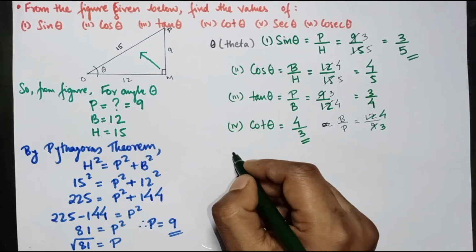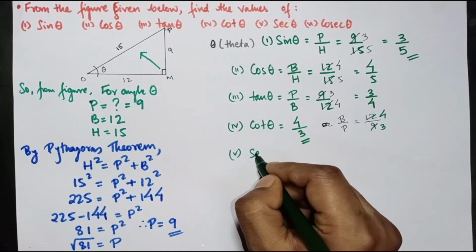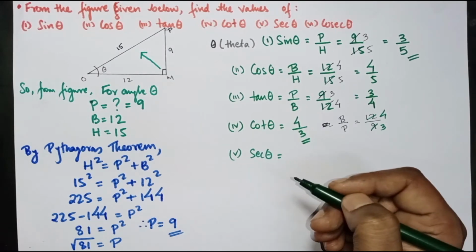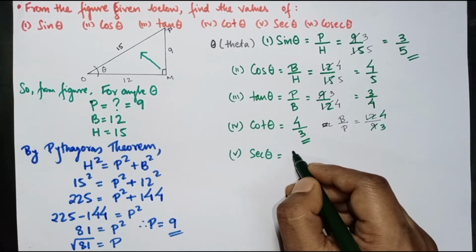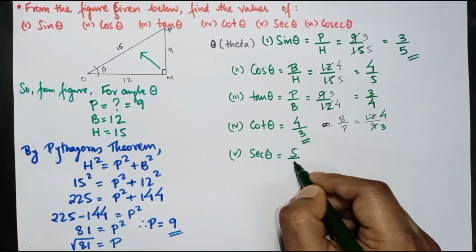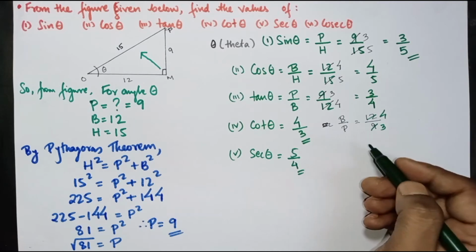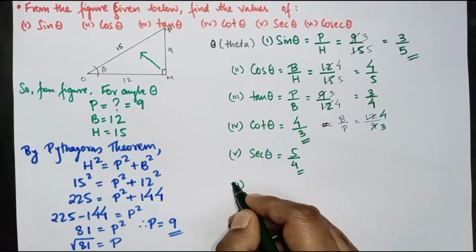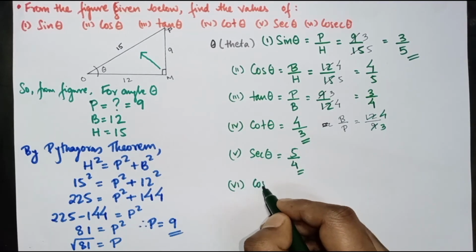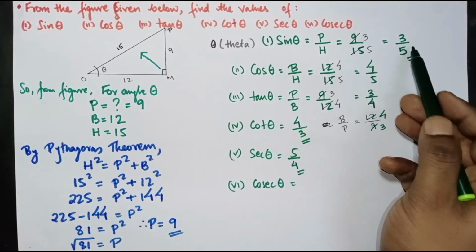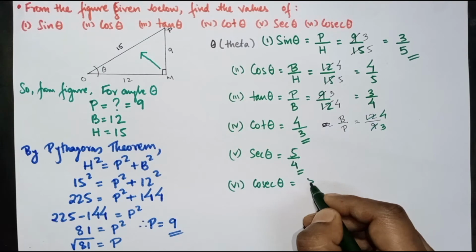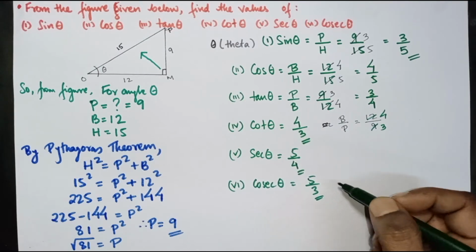Now what do you have? Number 5, we have sec theta. Sec theta is the reciprocal of cos theta. Cos theta is 4 by 5, so the reciprocal means 5 by 4. Okay, you can try this way also. Number 6, what do you have? Cosec theta. Cosec theta is the reciprocal of sin theta. Sin theta is 3 by 5, so this will be 5 by 3. Hope you have understood this.